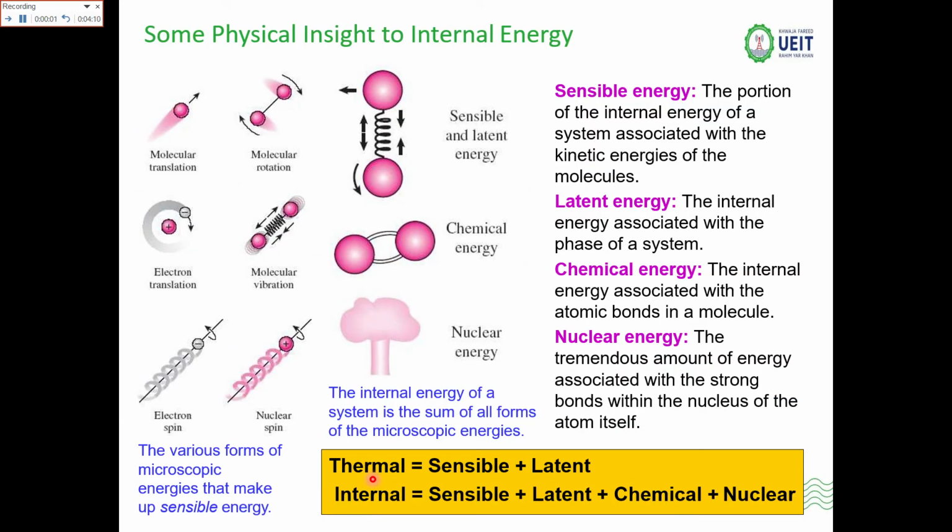Now some physical insights of the internal energy. Sensible energy. The portion of the internal energy of a system associated with the kinetic energy of the molecules is known as basically the sensible energy.